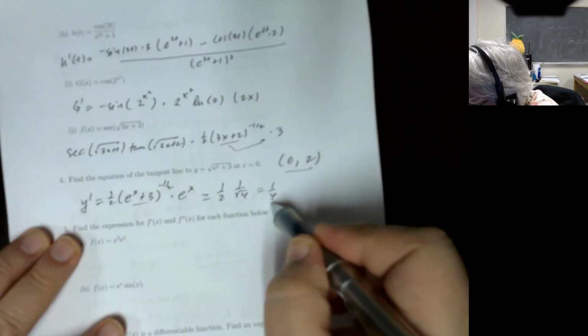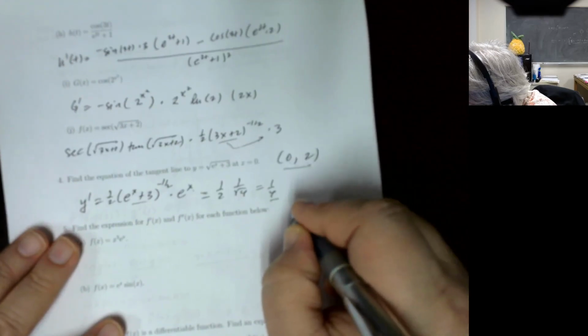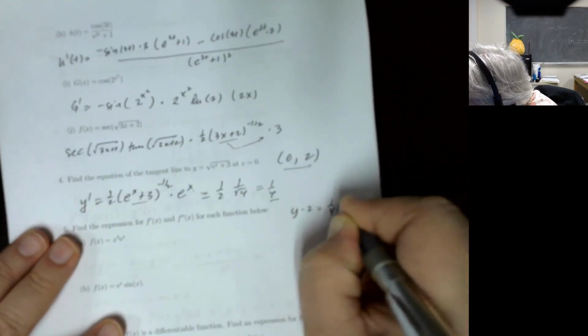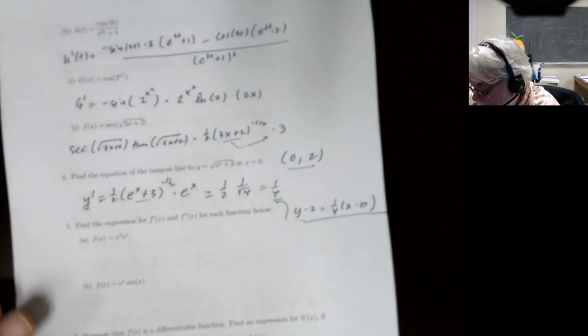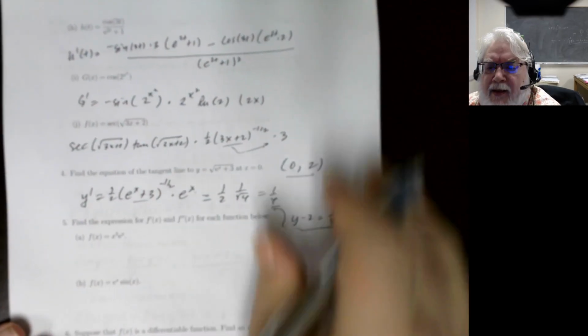Now I have a point and a slope, and so we could write the equation of the line like that if you'd like to. Good. All right, just about done.